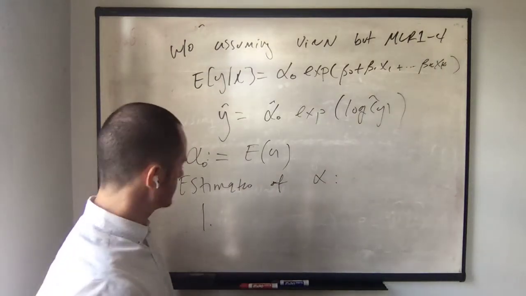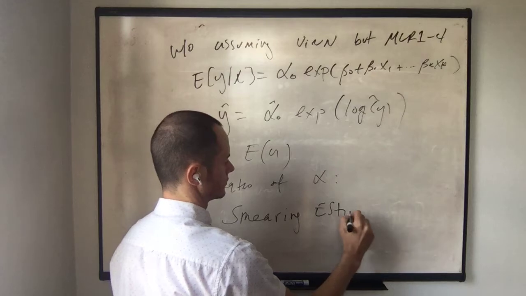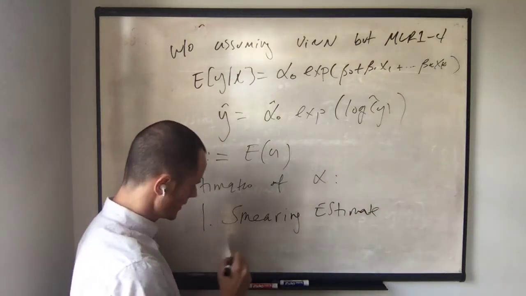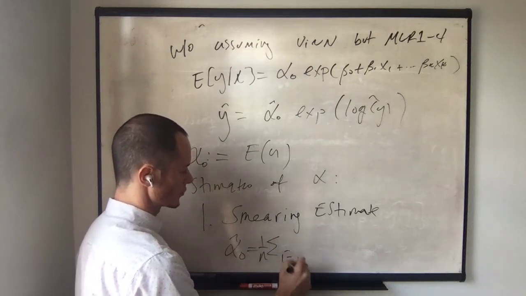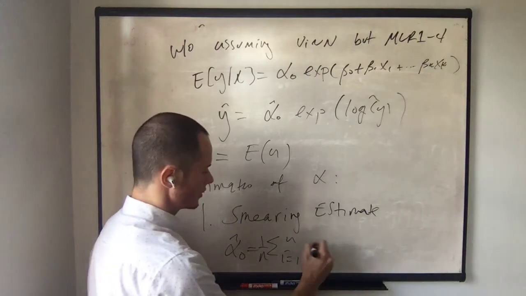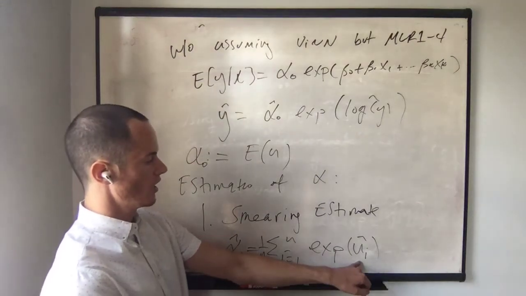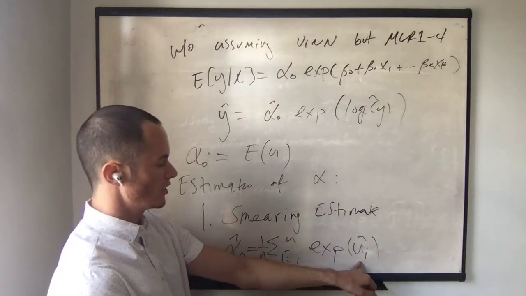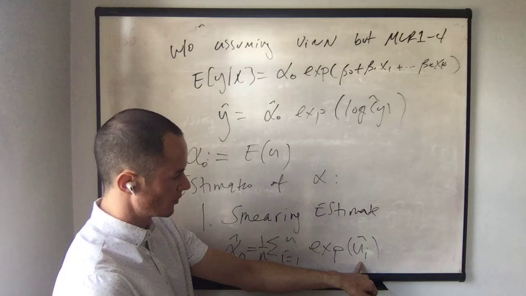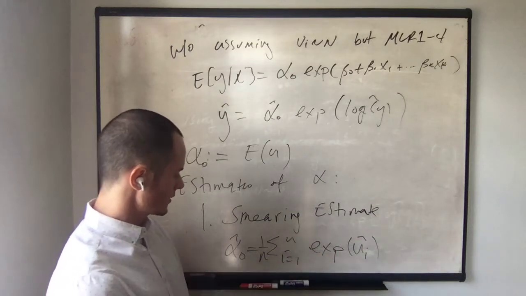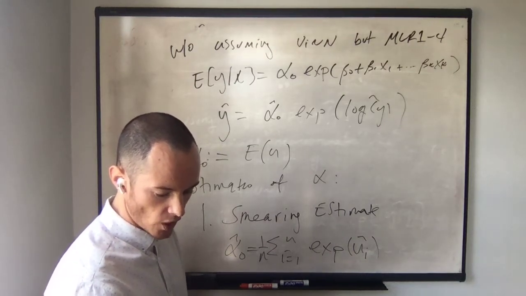One way to estimate alpha is to do the smearing estimate. In that case, alpha naught hat will equal 1 over n times the sum from i equals 1 to n of e to the power of u i hat. So you can take the exponent of the residual from the estimated regression, and just sum that times 1 over n. So that is one way.